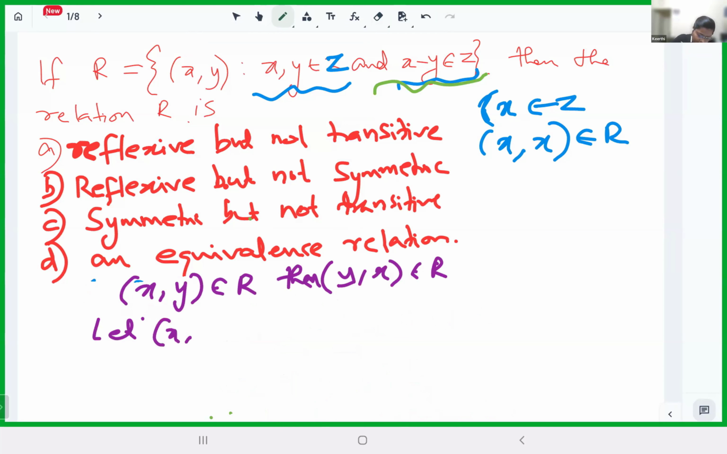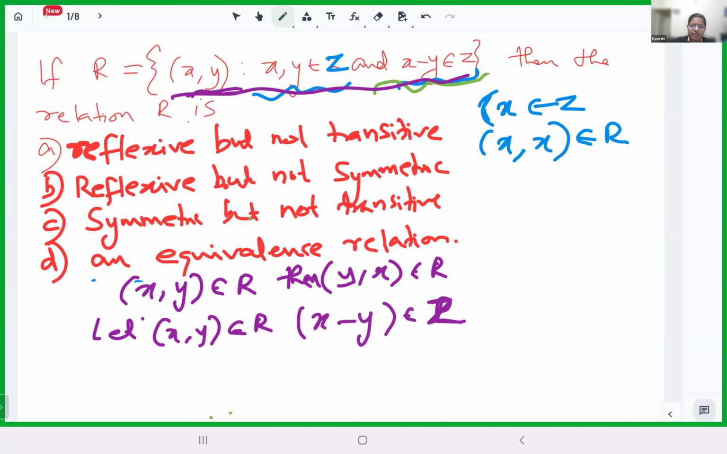Let (x, y) belong to R. From this, what can you say about x minus y? From the definition of the relation, we get that x minus y belongs to Z. They are given that if the ordered pair (x, y) belongs to R, then x minus y is an integer. So what can you say about y minus x? y minus x also belongs to the set of integers, right?